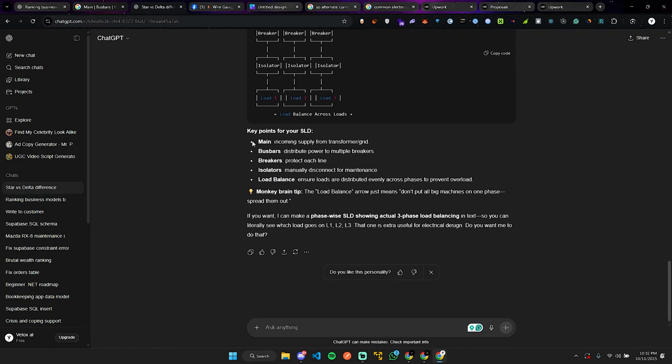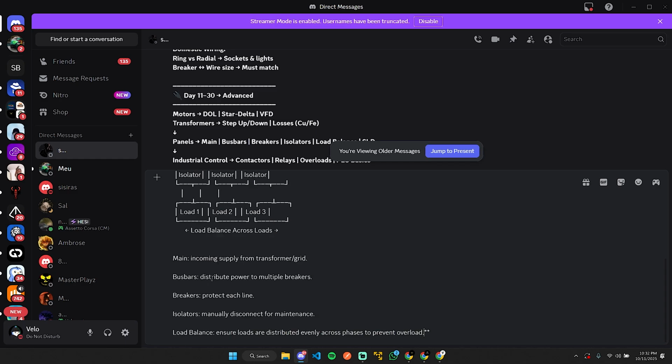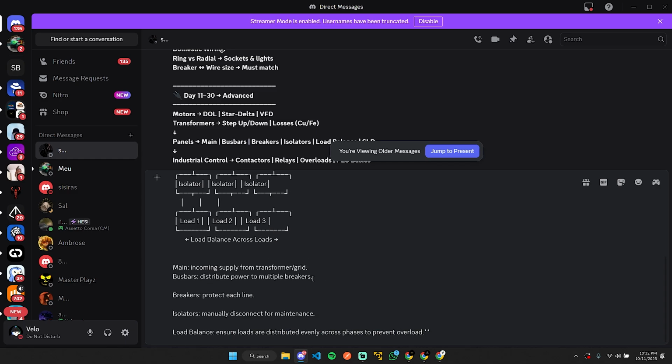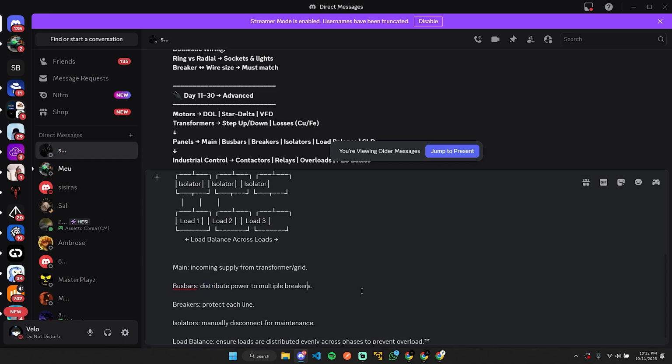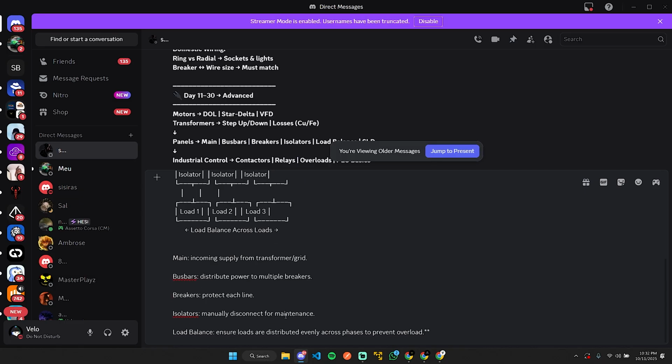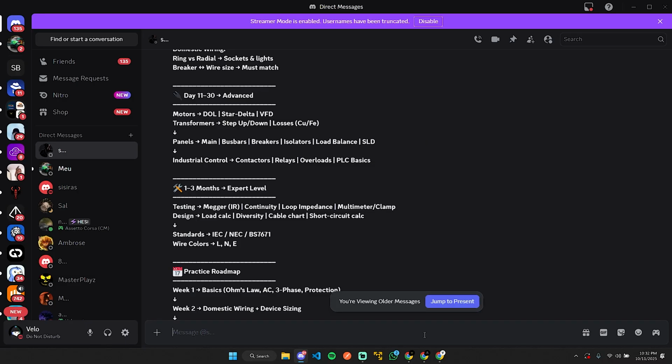Alright, star versus delta. Incoming power supply from transformer grid. The busbar distributes power to multiple breakers. Breakers protect each line, and can disconnect for maintenance. Load balance, and loads are distributed evenly across phases to prevent overload. Right.